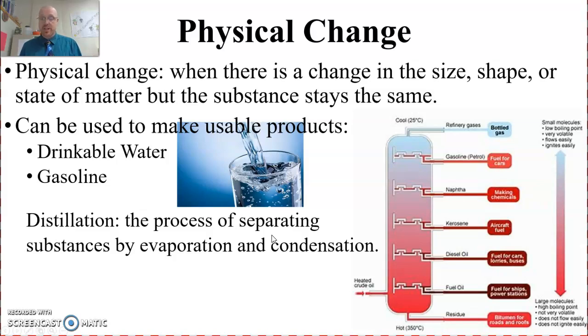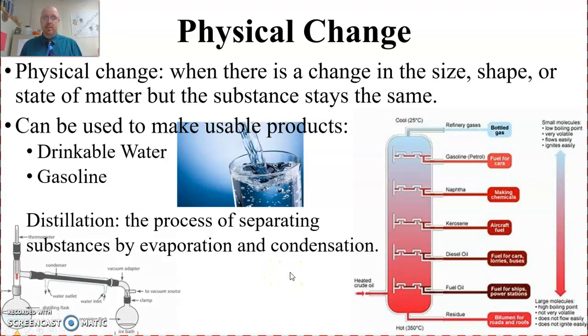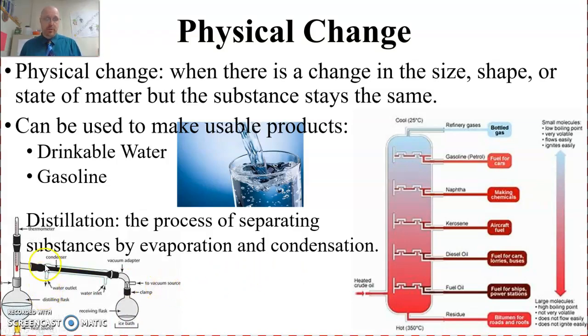Both examples are distillation. This is the process of separating substances by evaporation and condensation. All right, so if you buy distilled water at the grocery store, instead of purified water that runs through a filter, distilled water is boiled, evaporated, and then condensed. Okay? It's a pure type of water, and this little picture shows how it happens. A laboratory distillation device. Okay.